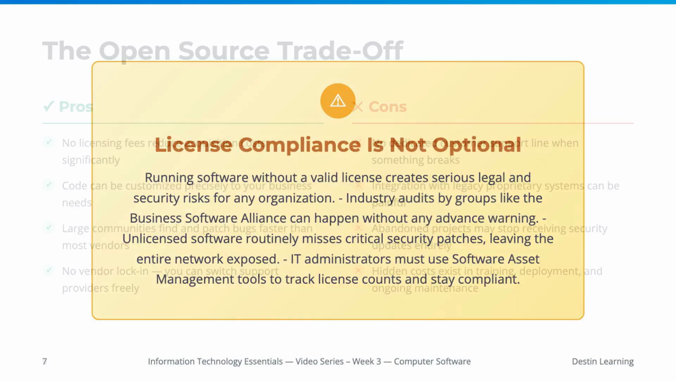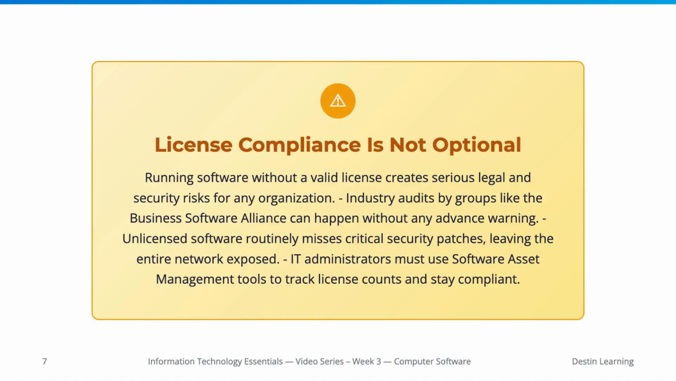Now, regardless of the software model your organization uses, license compliance is not optional. Running unlicensed software introduces severe legal and financial vulnerabilities, leaving organizations exposed to unannounced external audits from industry regulators like the Business Software Alliance. From a security perspective, unlicensed installations frequently miss automated security updates, exposing the entire network to compromise. IT administrators must actively utilize software asset management tools to track license counts, ensure adherence, and mitigate risk.